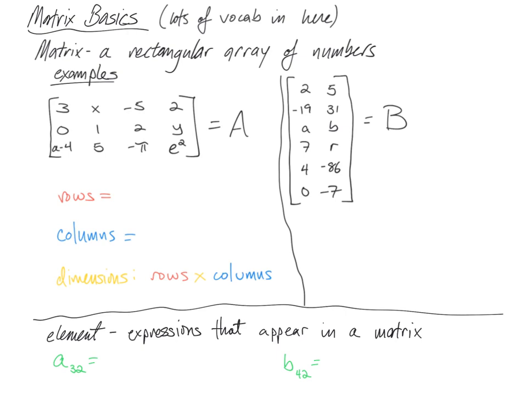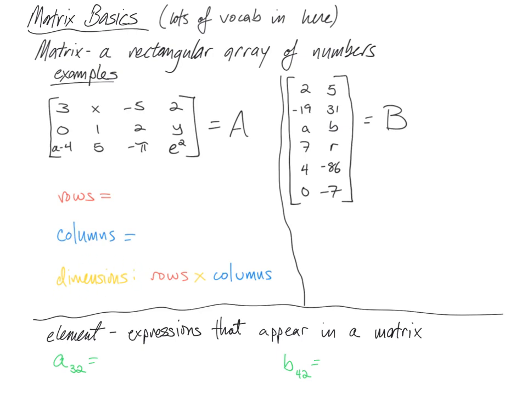So first, matrix, what is it? It's a rectangular array of numbers. Pretty easy. You can see that these examples here, we use capital letters to represent matrices. You can see these two matrix examples, matrix A, matrix B. They kind of look like rectangles here. And with rectangles, you would be able to tell that they have dimensions.